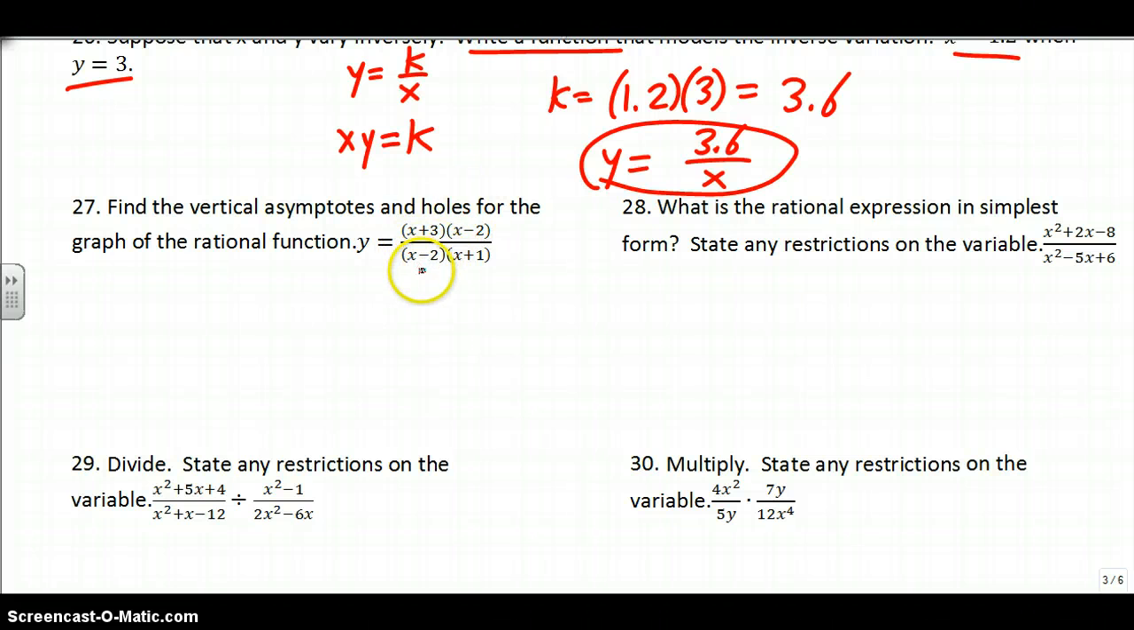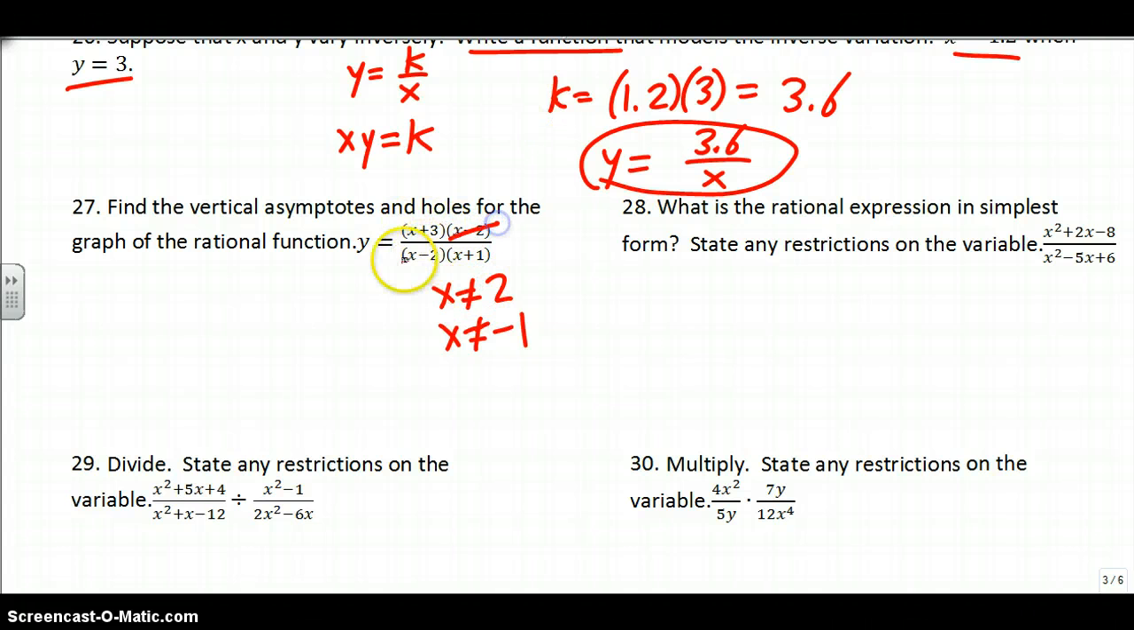So what number would make x minus 2 equal 0? Well, how about 2? So x can't equal 2, because if I plug it in, the denominator becomes 0, and we can't divide by 0, the world explodes, bad things happen. Same thing happens if I plug in x equals -1, so x can't equal either of those numbers. Now we just have to determine are those vertical asymptotes or holes.